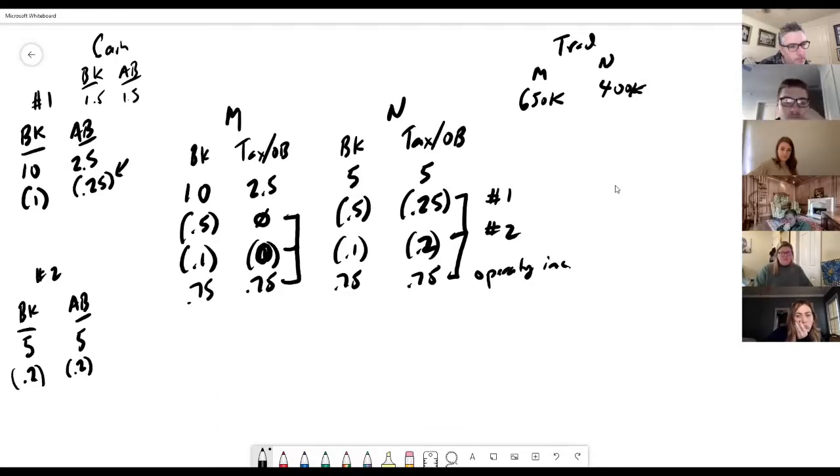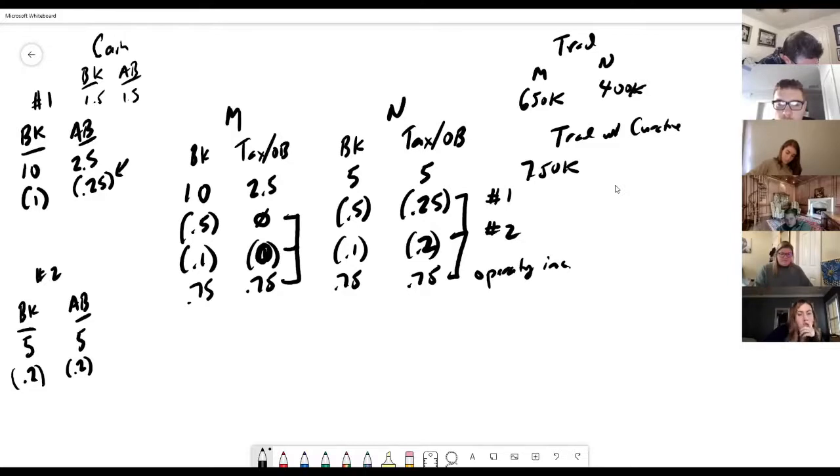But with curative, M has 750,000 of taxable income in year 1, and N has 300,000 of taxable income. So at this point, we could say in year 1, curative is better for N than traditional. She's paying tax on $100,000 less, right? And that kind of makes sense. It's intuitive to some extent because N is getting hurt by the ceiling rule. With curative, we're at least partially offsetting the ceiling rule.